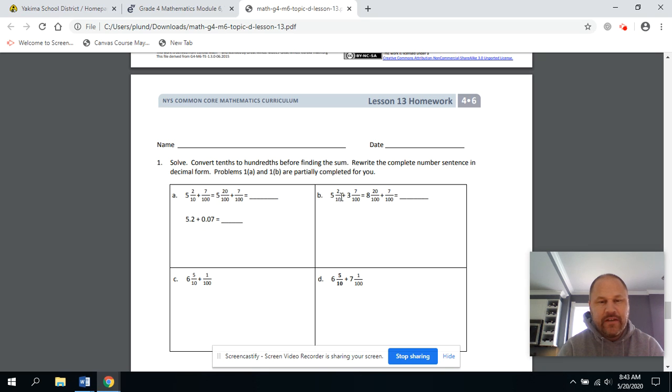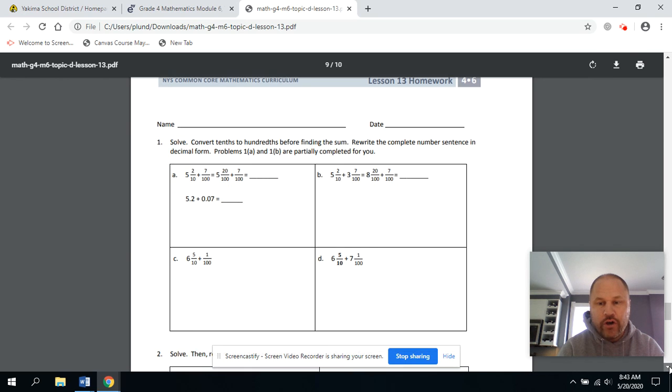This one is also partially done for you, except in this case they added the 5 and the 3 first to make 8. You could do it that way. The main thing is that you convert tenths to hundredths. So 2 tenths is equivalent to 20 hundredths, and you add that to the 7 hundredths and end up with 8 and 27 hundredths, which here would be 8.27.